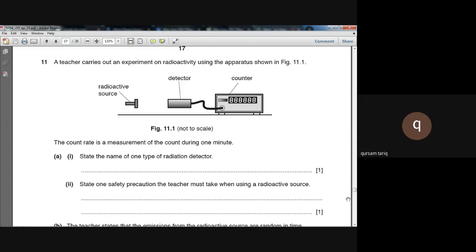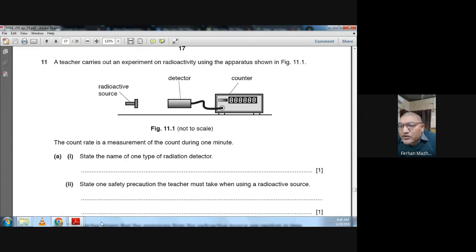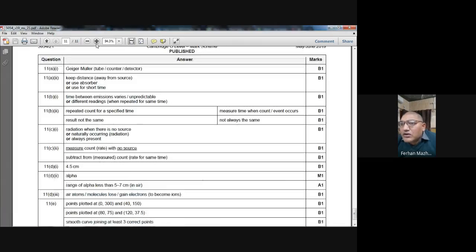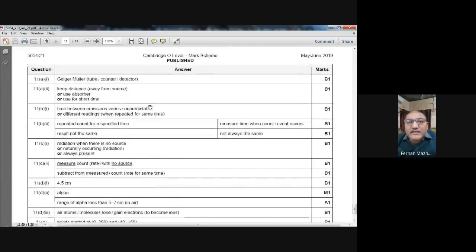The GM tube, yes, Geiger Muller GM tube. If you want to write, I can show you. Can you see these Geiger Muller spellings? G-E-I-G-E-R M-U-L-L-E-R. This is a 1 mark question. You only have to state it. You have written this? Yes, sir. Okay, let's move to the next part.